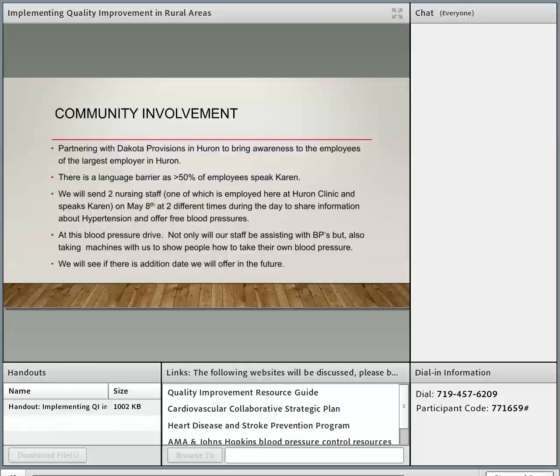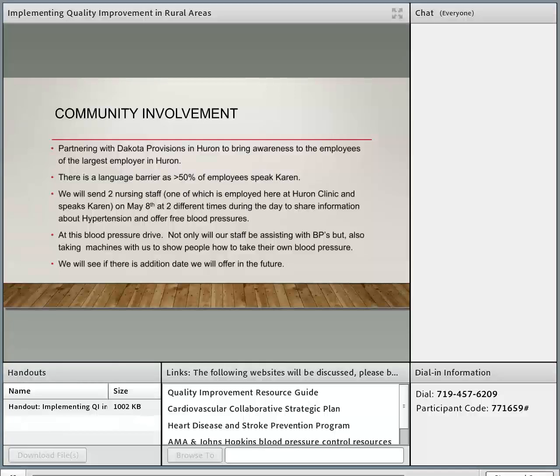So now we move to community involvement, in which we're going to partner with Dakota Provisions in Huron. They are the largest employer in Huron, and we want to bring awareness to those employees. There is a language barrier because greater than 50% of those employees speak a language called Karen, and they are from Karen. They're from either Burma or Thailand, and they were brought here from a refugee camp and started working at the turkey processing plant.